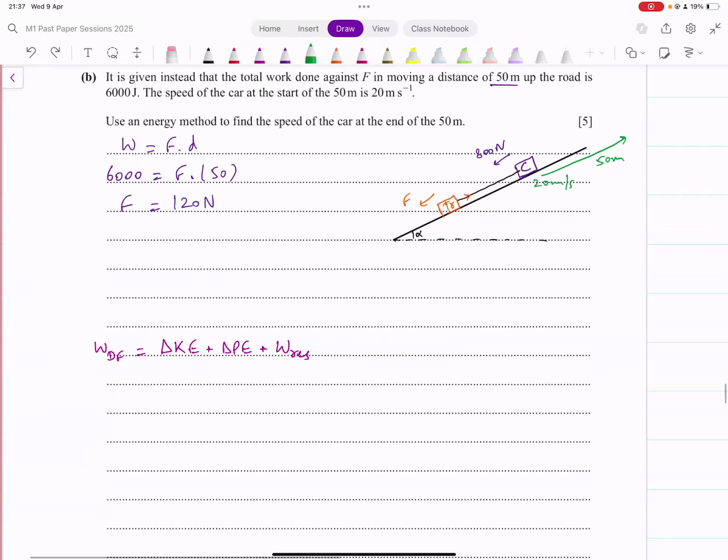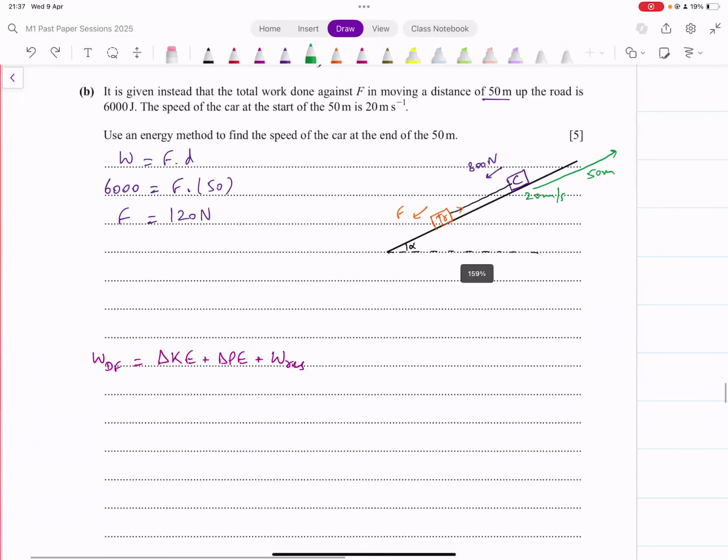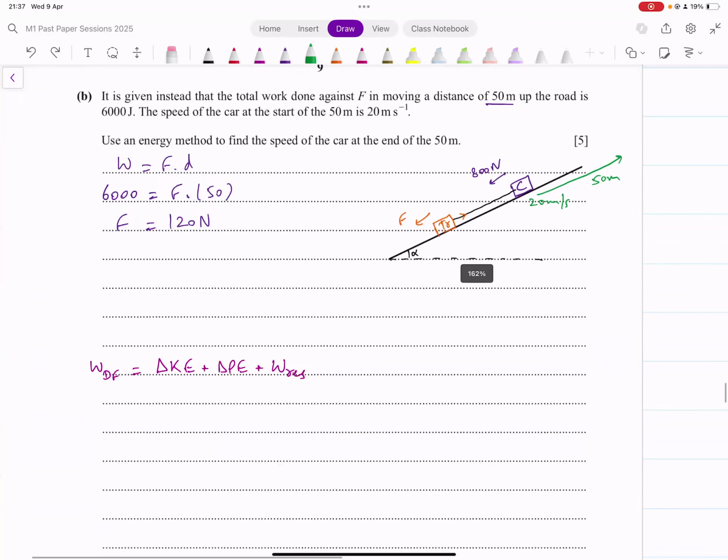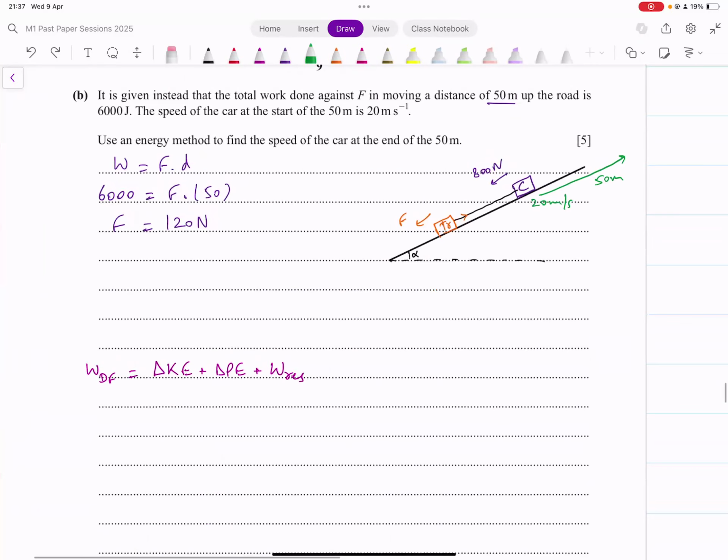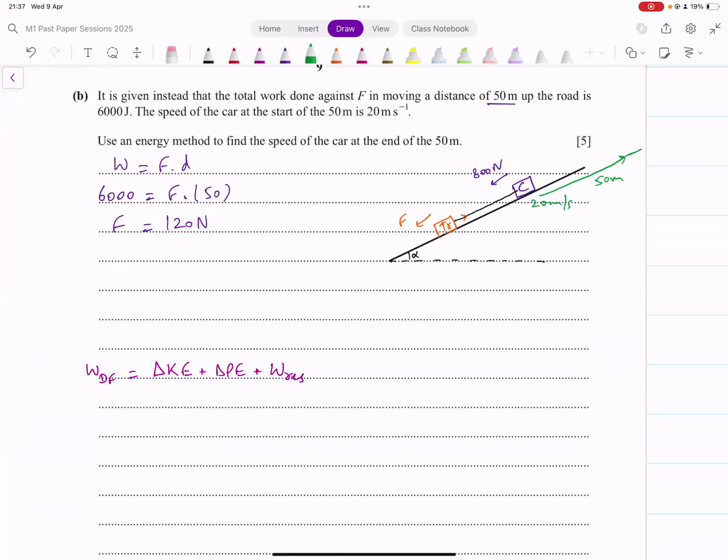Now, we have to use this energy method to find the speed of the car at the end of the 50 meters. So let's say this is the 50 meters journey. At the end, at this point, what is the speed? That is what we are looking for. Now, remember the car and the trailer are connected to each other. So whatever speed the car is moving at, the trailer would be moving at the same speed as well.